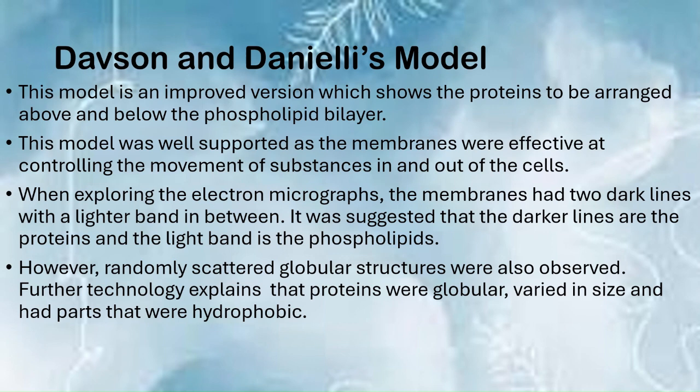Then comes the Davson and Danielli model. This model is an improved version which shows the proteins to be arranged above and below the phospholipid bilayer. This model was well supported as the membranes were effective at controlling the movement of substances in and out of the cells. When exploring the electron micrographs, the membranes had two dark lines with a lighter band in between. It was suggested that the darker lines are the proteins and the light band is the phospholipids. However, randomly scattered globular structures were also observed, and further technology showed that proteins were globular, varied in size, and had parts that were hydrophobic.